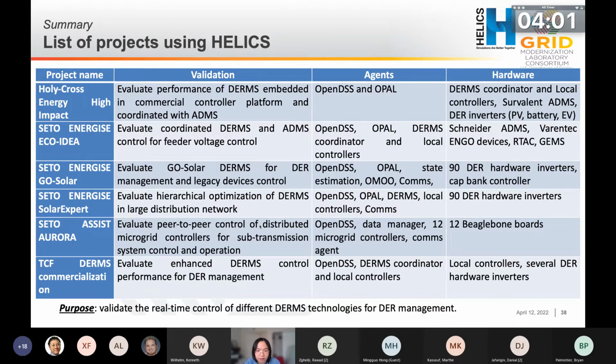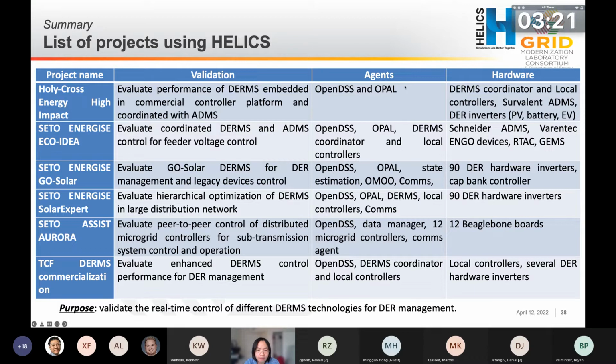This project is to advance the DERMS control for commercialization. In this project, we particularly use the Helix functionality to test the communication impact on the DERMS performance. We want to see what the communication boundary is to keep a good performance of DERMS. With this upper boundary, the maximum delay and the maximum possible packet loss, we can advise our industry on what sort of cheap communication they can provide to make the DERMS work.